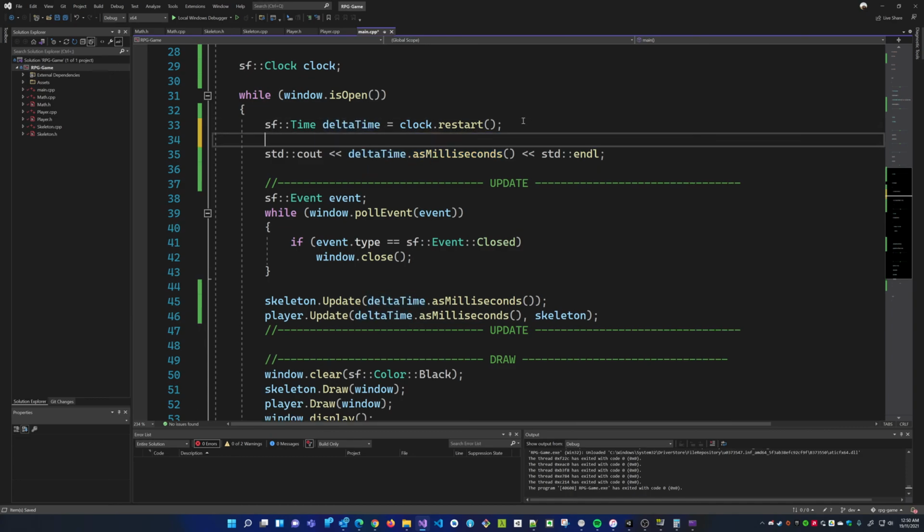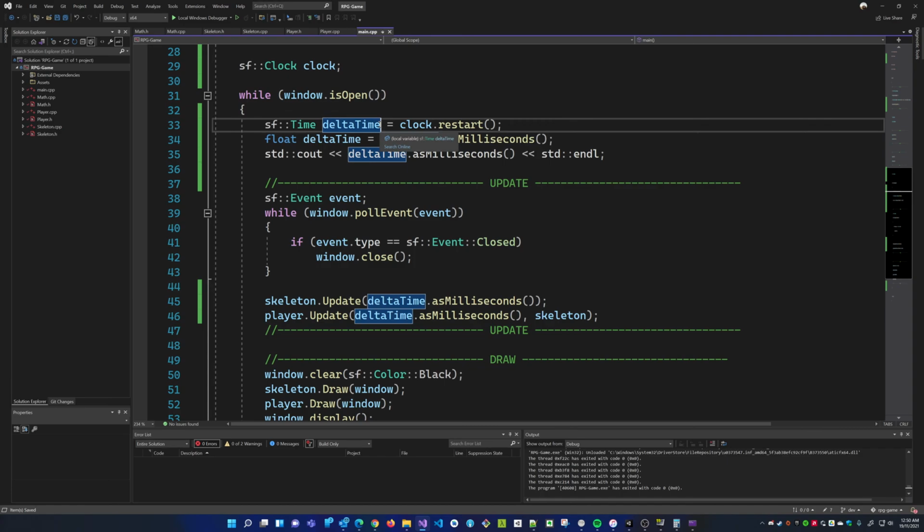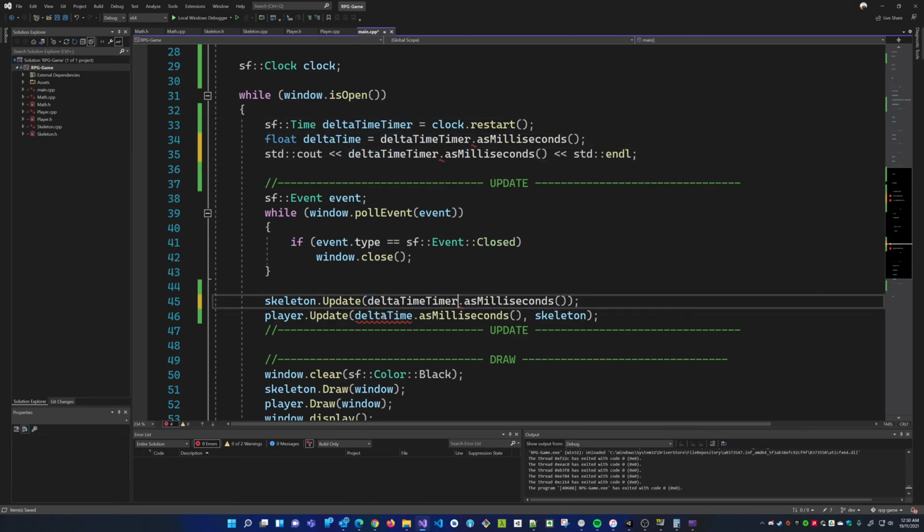So actually what I'm going to do is float delta time to this. This will be delta time counter or delta time timer. Sure. Delta time timer, delta time timer.